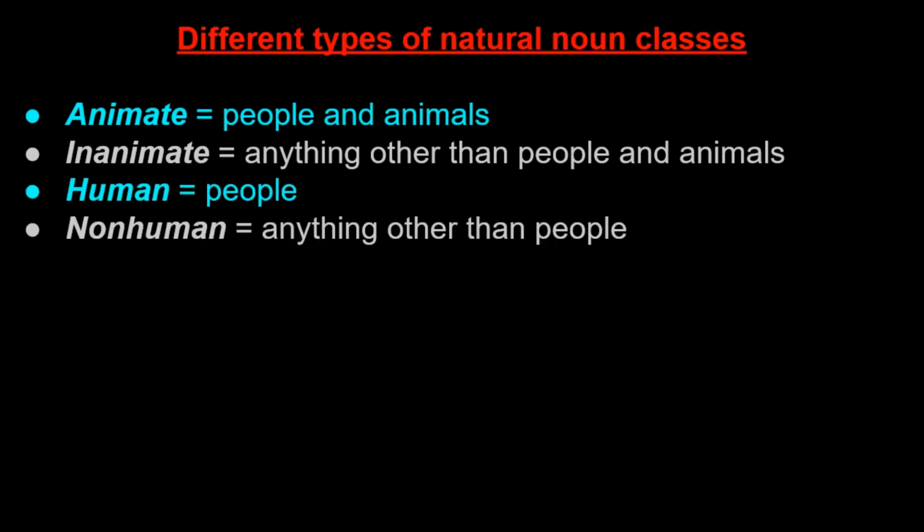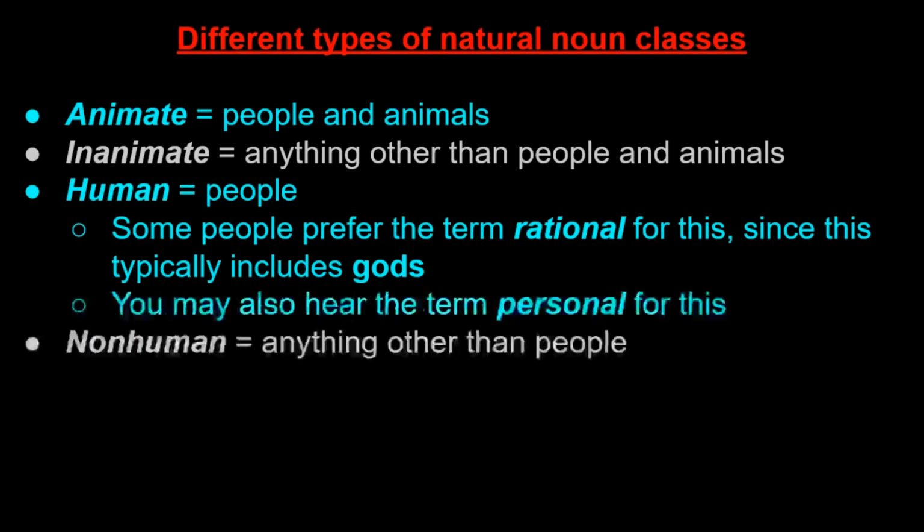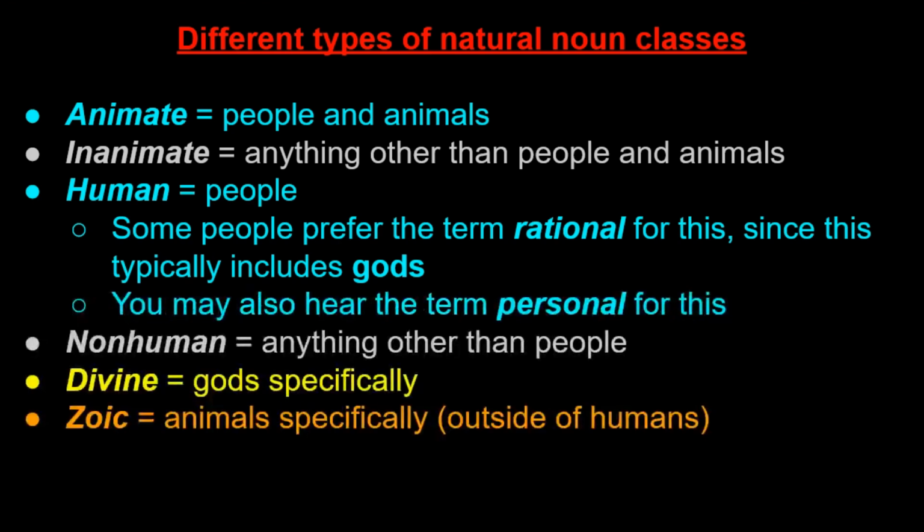By the way, about the human category, some people prefer using the term rational for it, since the human category normally ends up including gods as well, but personally I'm not too much of a stickler about that. Oh yeah, and personal is another name you may hear for the human category. But when languages actually do make a grammatical distinction between humans and gods, the god one is called divine, and when non-human animals have their own class, it's called zoic, like zoology.